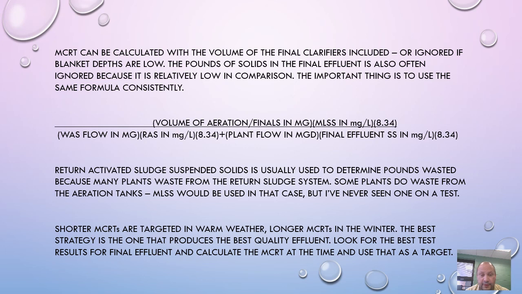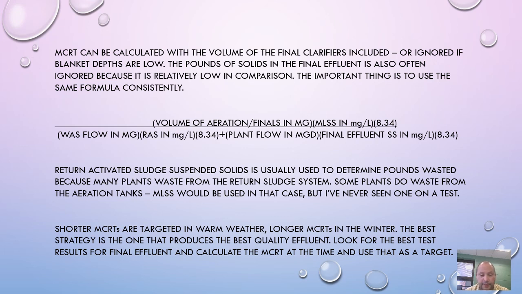For the purposes of the class and for most of the questions that I've seen on exams, they're going to ask you to use the volume of the final clarifiers. That should be expressed in the way the question is worded. So typically on an exam question, you will use the volume of the final clarifiers and add that to the volume of the aeration tanks to calculate the pounds of mixed liquor suspended solids available for treatment. And then you will have to account for the pounds of suspended solids leaving the plant with the final effluent.